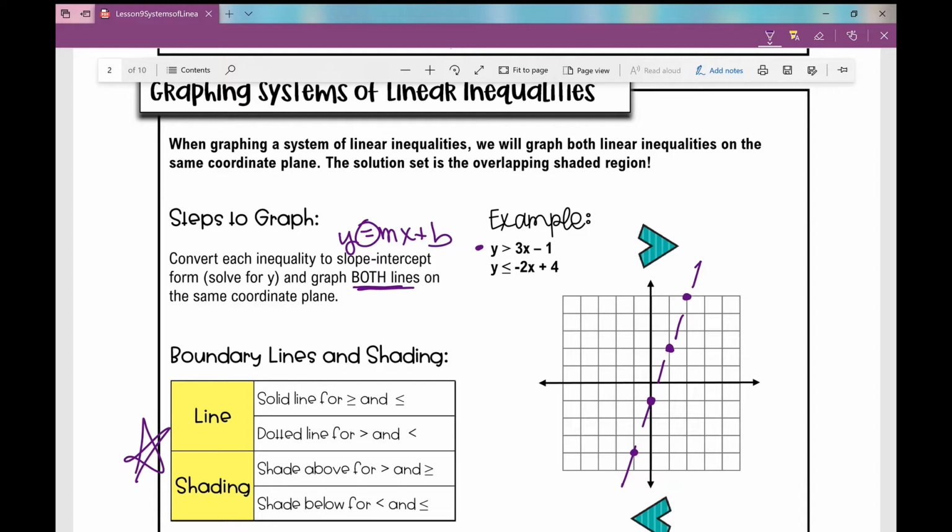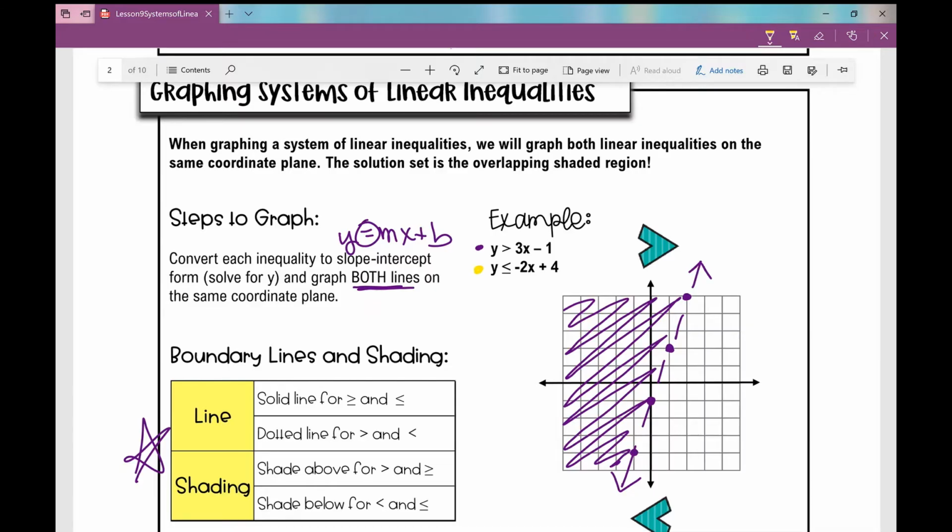And am I going to shade above or below? I'm going to shade above, so that's everywhere up here. Okay, so that's above the line. Now I'm going to get a different color, and I'm going to use yellow. I think that would be good.